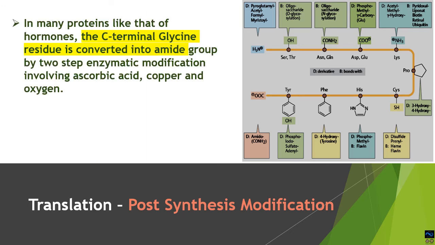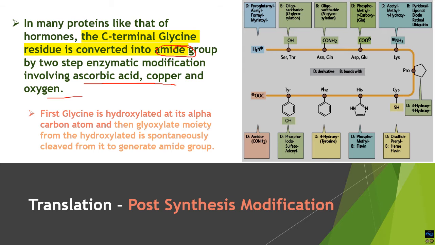Post-synthesis modification is for those proteins which have a glycine at the C-terminal residue. If the glycine is there, it is usually converted to an amide group. This is an enzymatic modification that happens in two different steps, which involves the utilization of ascorbic acid, copper, and oxygen as well.